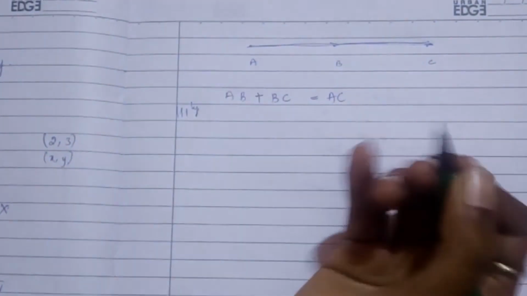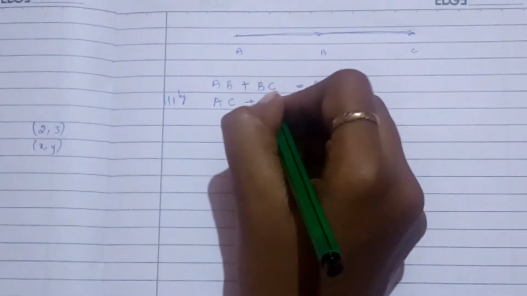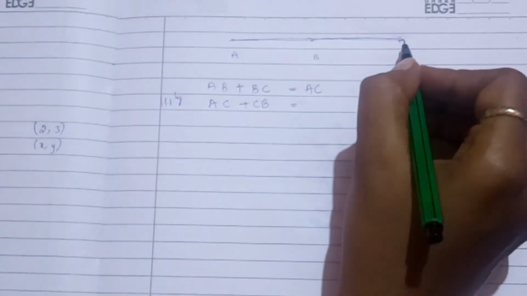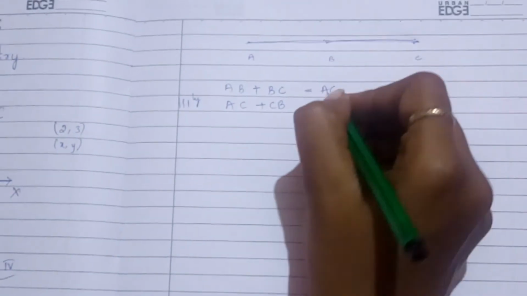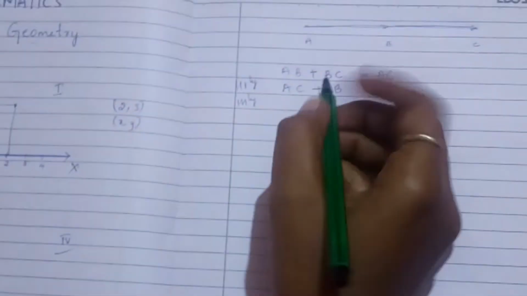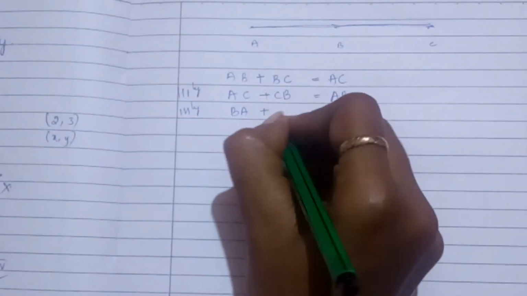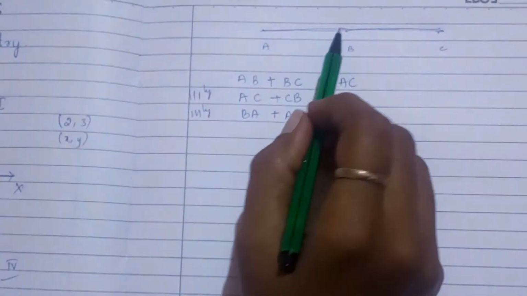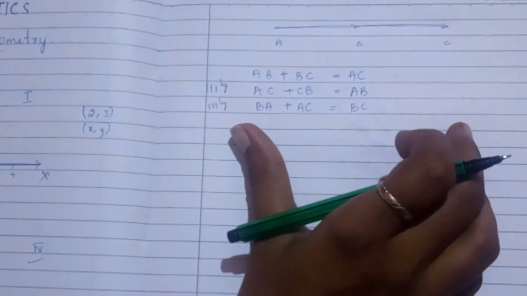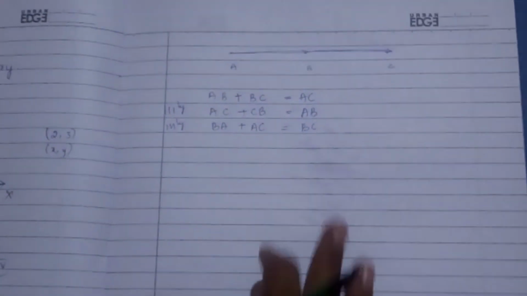Similarly, we can write AC plus CB, which is equal to the remaining line segment, that is, AB. Right? Similarly, BA plus AC, the remaining line segment is BC. If this condition holds, then the points are said to be collinear.